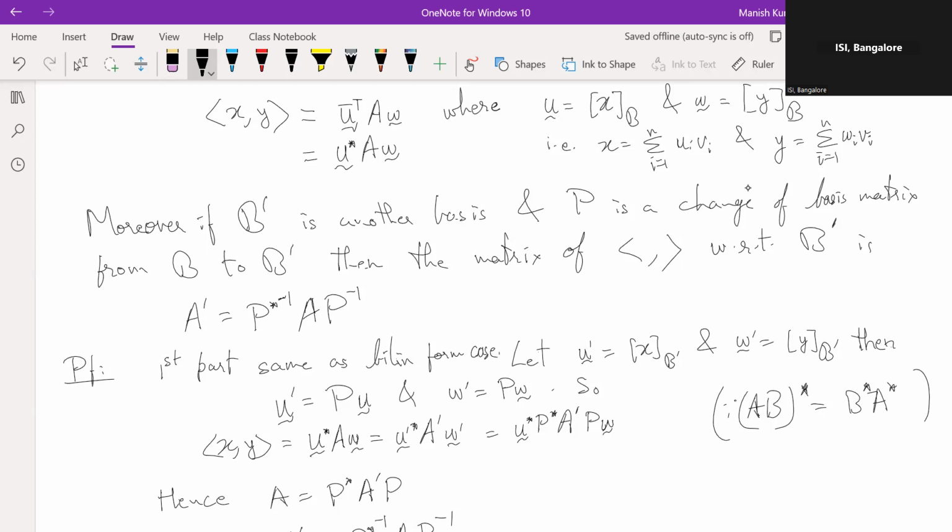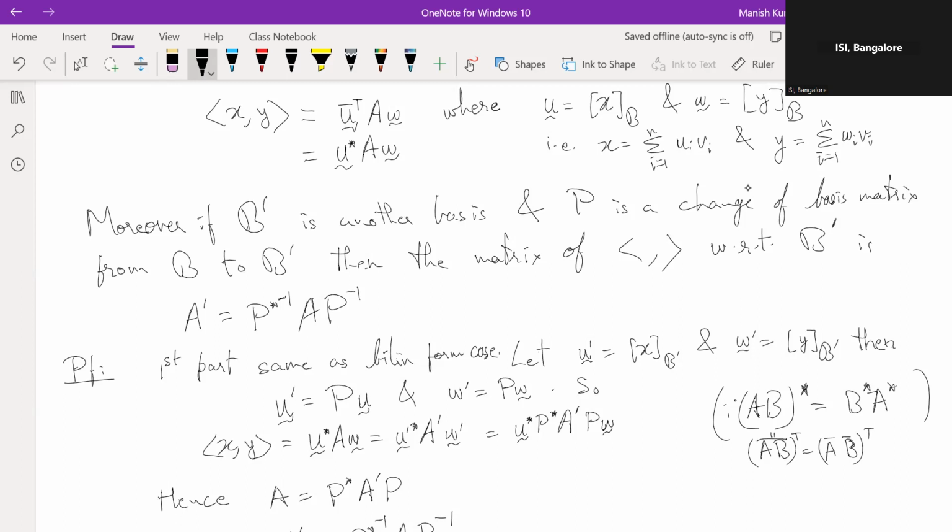But anyway, maybe I'll just write it. AB star is the same as AB bar and then transpose. But taking AB bar is just A bar times B bar, which is the same as A bar B bar whole transpose. So you first multiply and then take conjugate, or first add and then take conjugate, which is the same as first taking conjugate and then adding and multiplying.